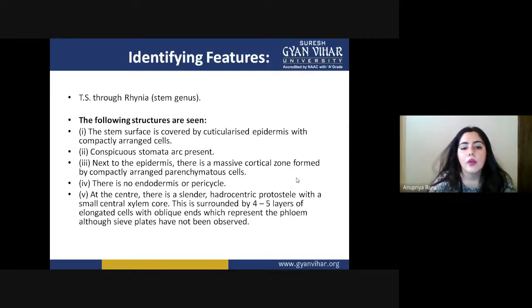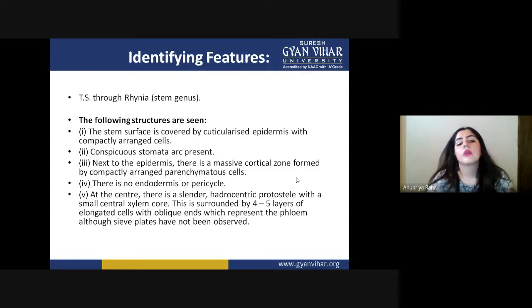There is no endodermis or pericycle. So in the structure of Rhynia, there was no endodermis or pericycle feature. As you all know, the endodermis is the last layer of the cortex, and it differentiates the cortex from the stelar region. The pericycle is the region where the vascular bundle starts. This region is also not very clear inside the stem, or you can say inside the anatomical portion of Rhynia.